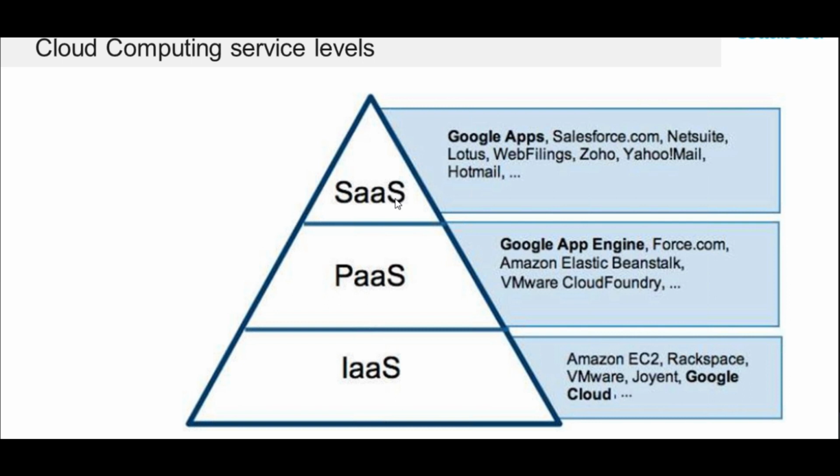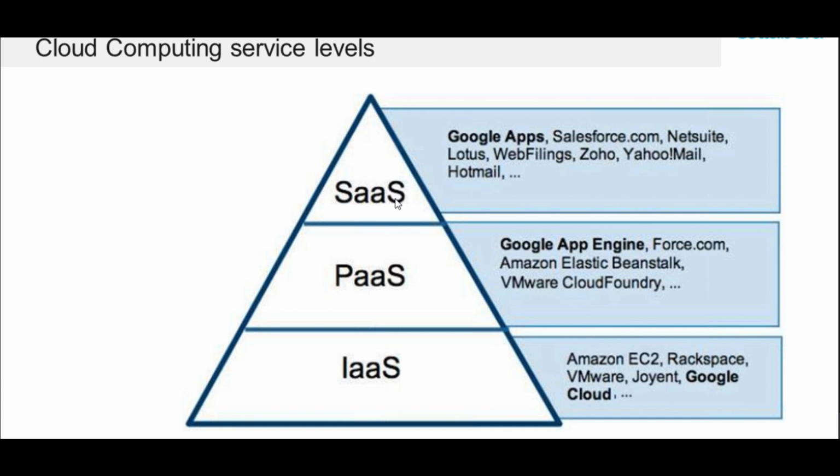Now, if you ask me, out of all these 3 service models, which service model I should be selecting for cost optimization, or which is the cheapest type of service model, I would say that IaaS, infrastructure as a service, is the cheapest way of accessing any cloud resources.